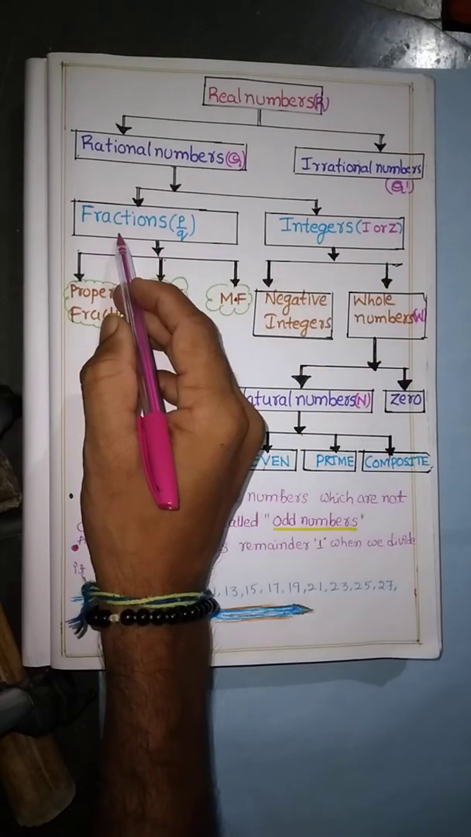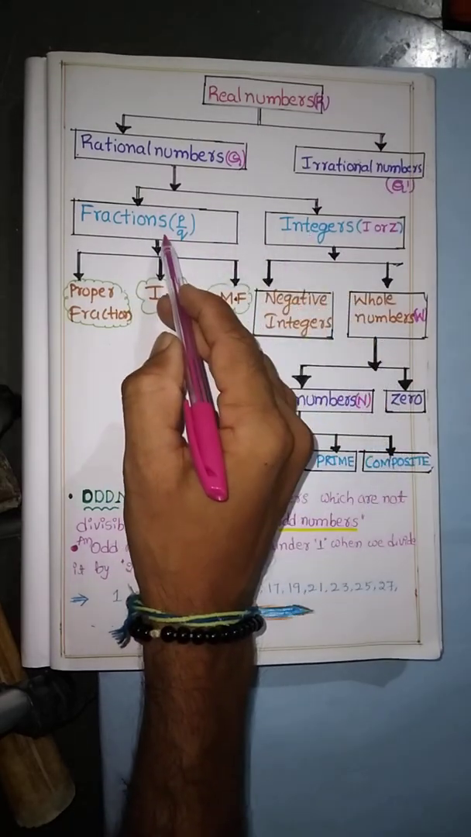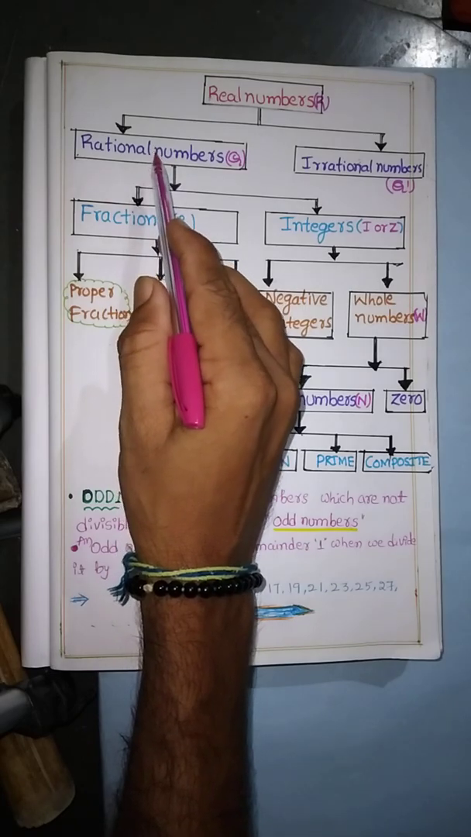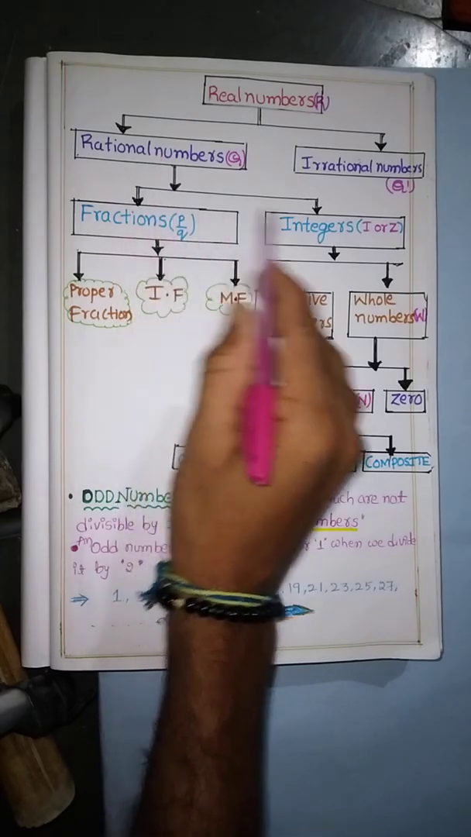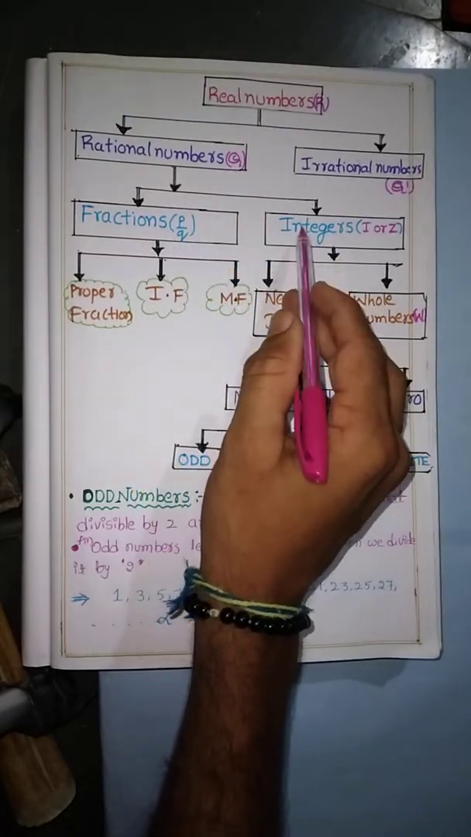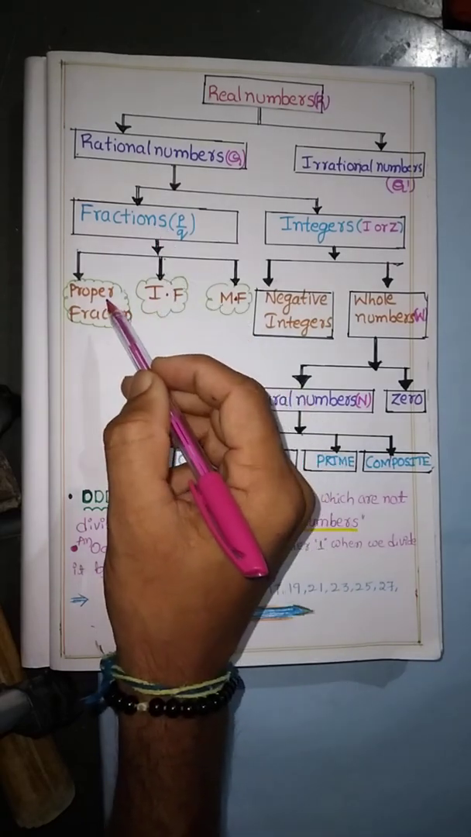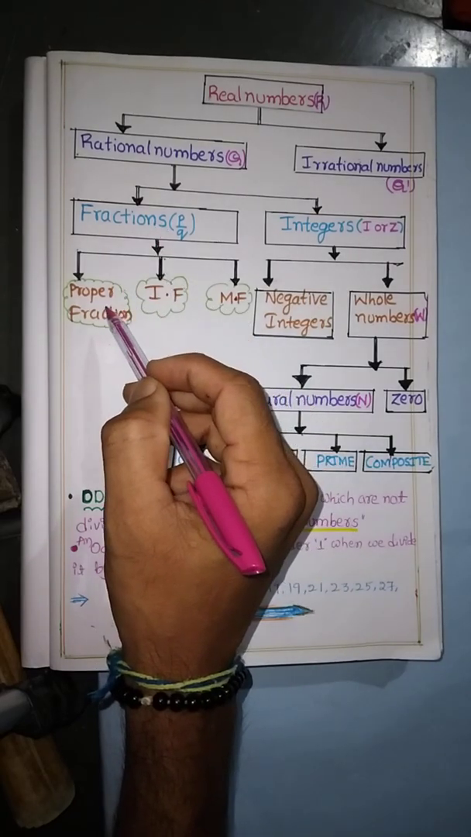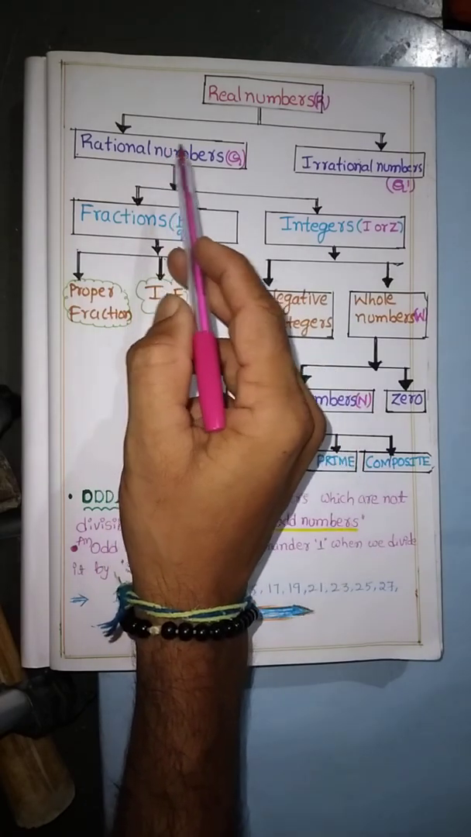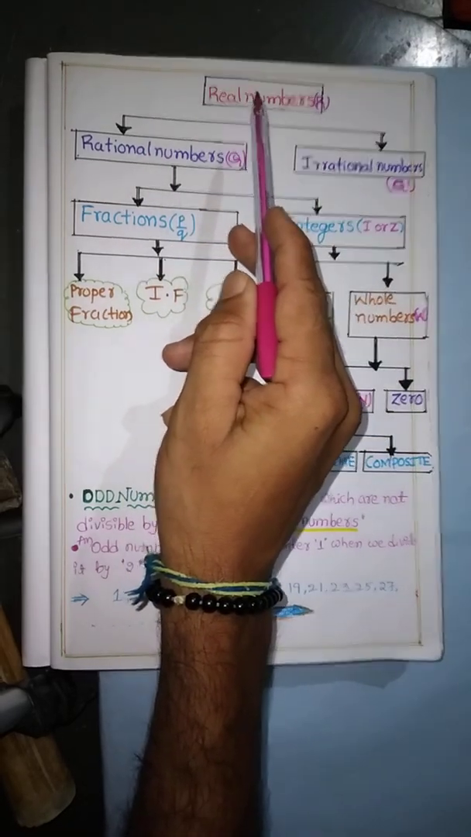And again fractions. The combination of integers and fractions together is called rational numbers. Rational numbers are classified into two types, fractions and integers. Again, fractions are classified into three types: proper fraction, improper fraction, mixed fraction. The combination of rational numbers and irrational numbers together is called real numbers.